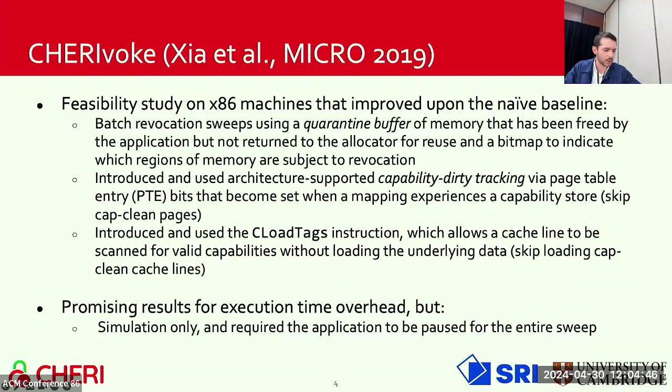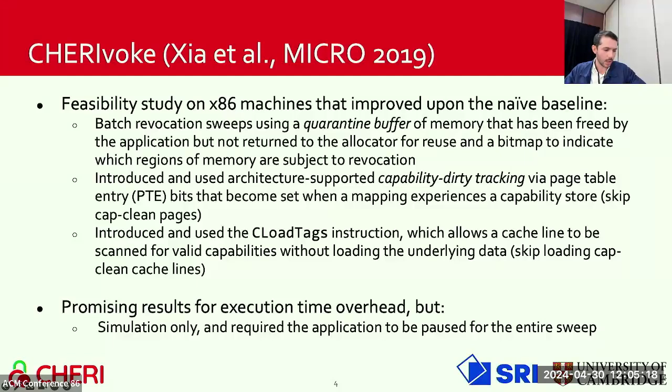Another optimization in CHERIvoke was to introduce architecture-supported capability dirty tracking, kind of analogous to dirty bit tracking that you may be familiar with in page table entries. And so basically that allows the algorithm to skip pages that are known not to contain capabilities, or to be cap clean, in other words. And then finally, they introduced a CLoadTags instruction, which allows a cache line to be scanned for valid capabilities without loading the underlying data. So we can basically check cache lines for capabilities without actually polluting the cache if they don't contain any capabilities.